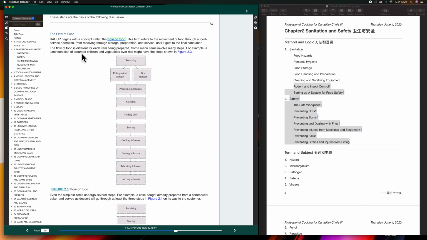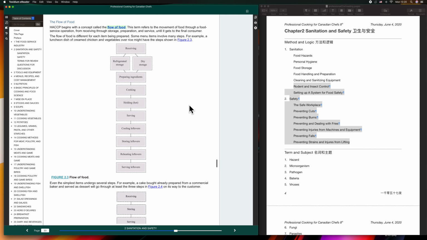The flow of food is different from each item being prepared. Some menu items involve many steps. For example, a luncheon dish of creamed chicken and vegetables over rice might have the steps shown in figure followed. 我们看一下这个 flow of food，先是 receiving, then refrigerated storage, dry storage, then preparing ingredients, then cooking, then holding, then serving, then cooking leftovers, then storing leftovers, then reheating leftovers, then serving leftovers.